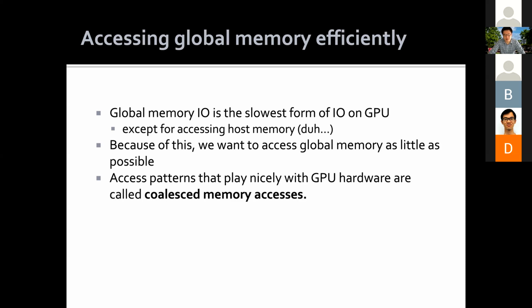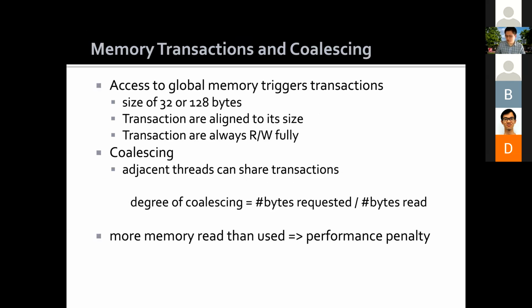Access patterns that play nicely with GPU hardware are called coalesced memory access. So here is another very important point I want to introduce, maybe before the end of today's class. What is memory transaction pattern or coalescing? You should pay attention to this in your code when you try to access the global memory. Here is the memory transaction and the coalescing concept.